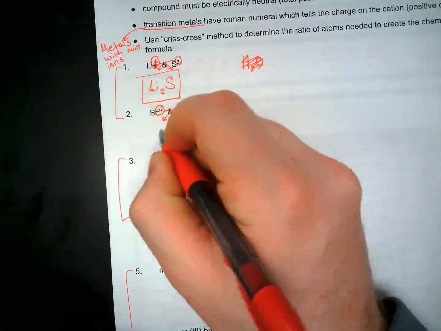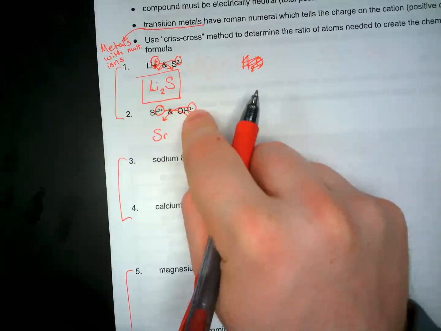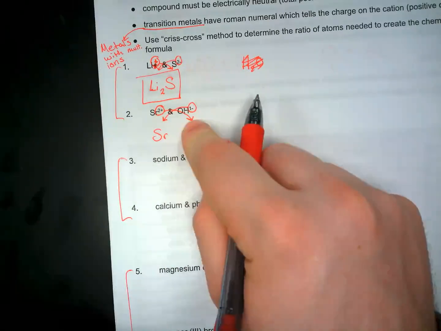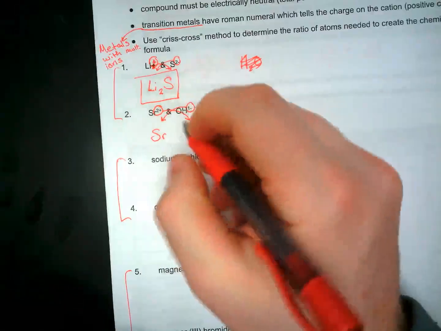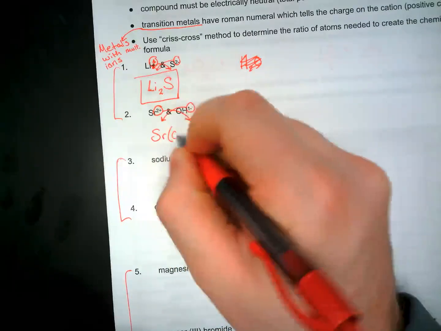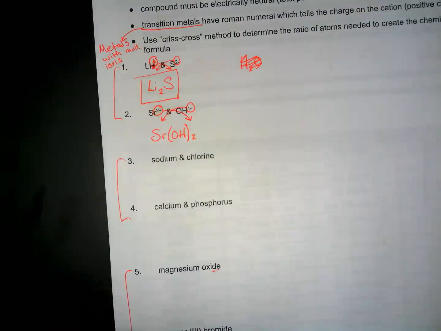So it's going to be Sr, and since it's a +2, that's all it needs. We know it's going to be left alone, but there's only going to be 1 because there's a 1 over here. And then the 2 of the strontium over here is going to go and reflect the hydroxide. It'll look like this.